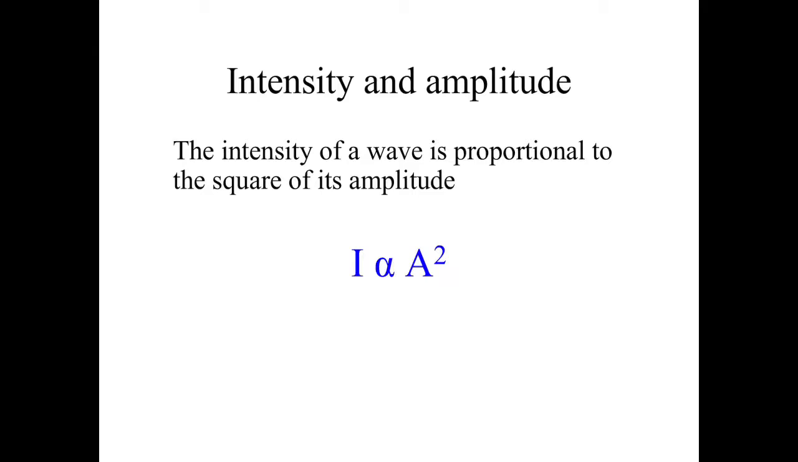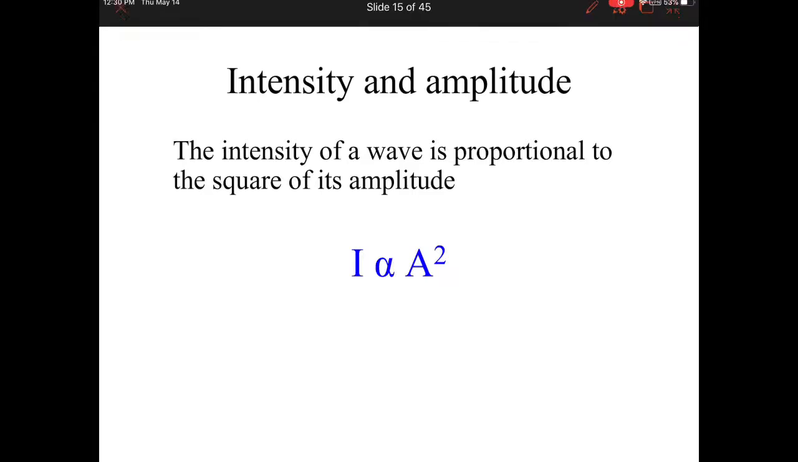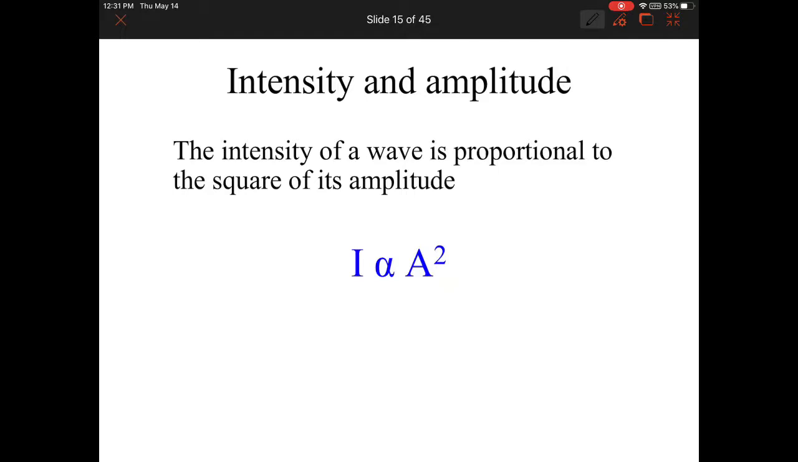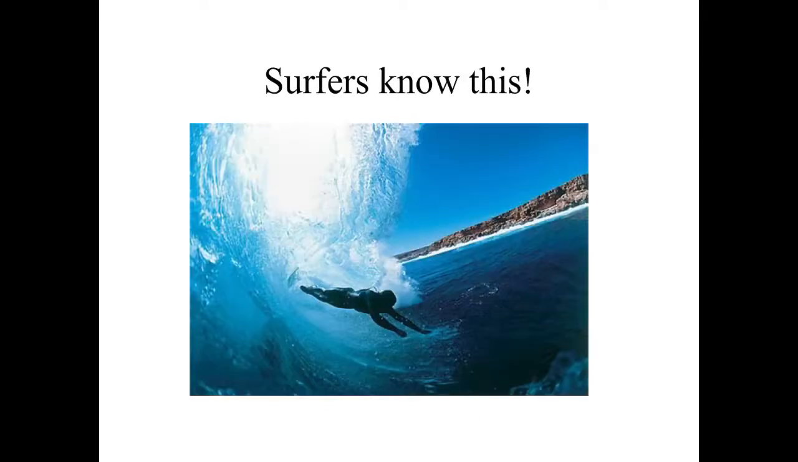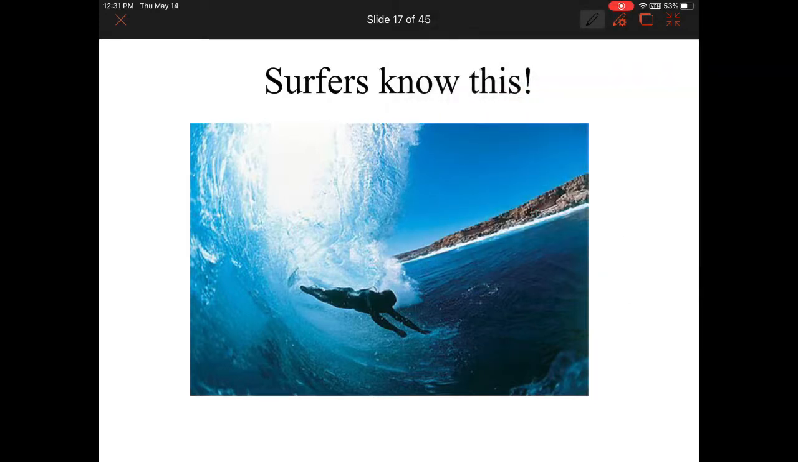Intensity and amplitude. Now this is also something we can talk about using the proportionality, and it is basically that intensity and amplitude are actually proportional, but the intensity is proportional to the amplitude squared. Okay, this is funny to think about, but you can think about surfers. They kind of know this because every surfer knows that when you go from a 1 meter wave to a 2 meter wave, it doesn't just double the intensity.